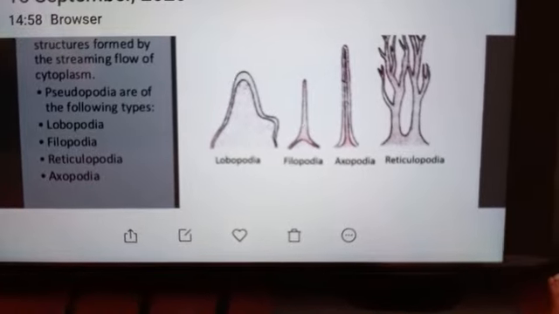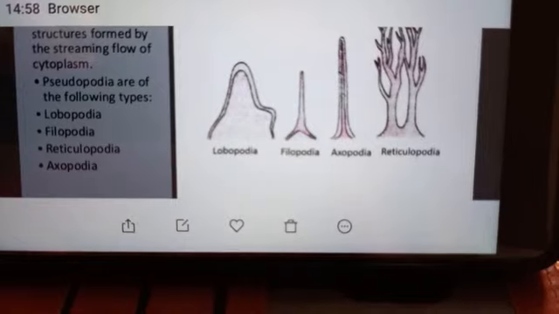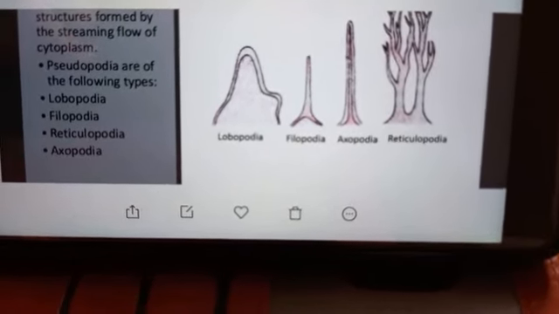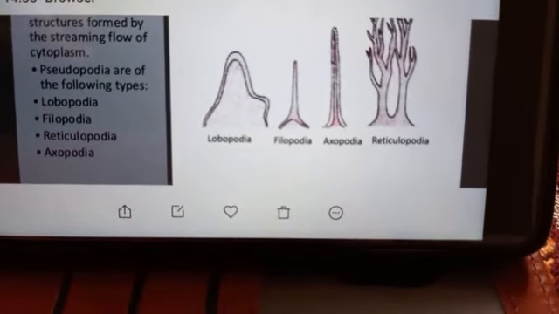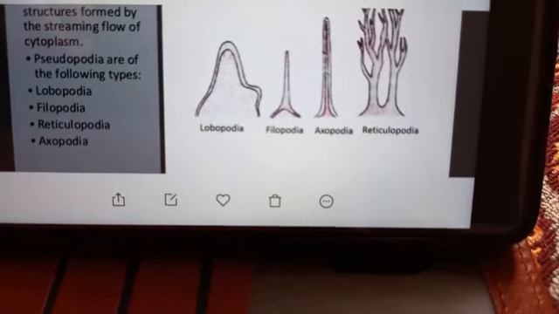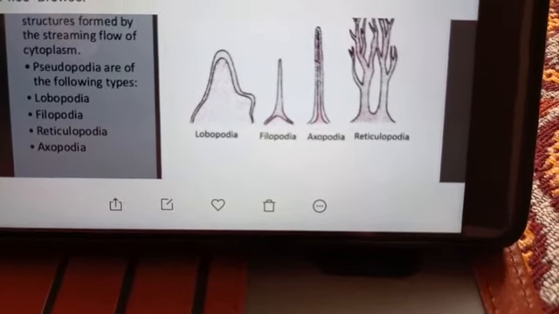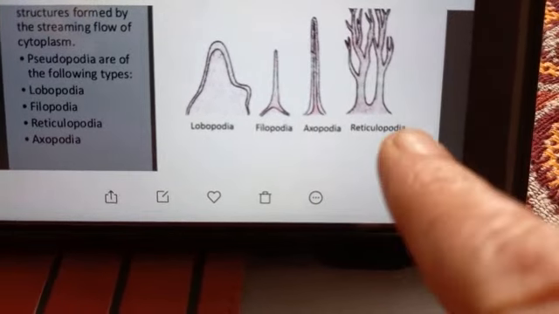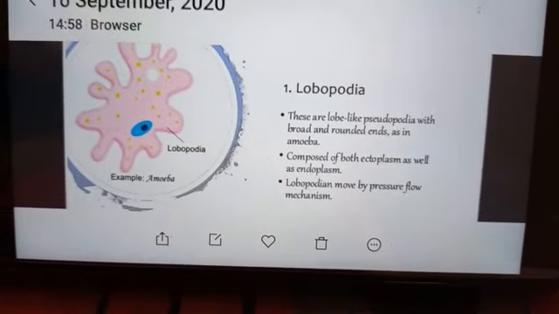Now, what are the pseudopodia? They are the structures which are formed by the streaming flow of cytoplasm. Pseudopodia are of different types. As you can see, the lobopodia structure here; the filopodia, which look straight, you can say needle-like; the next one, the exopodia, is long and filamentous; whereas the reticulopodia form a sort of network. So let's move on to the next slide, and here you can see those structures in detail.